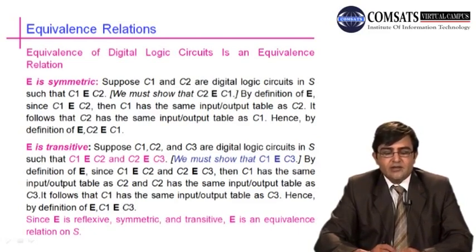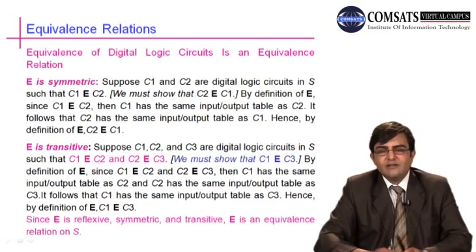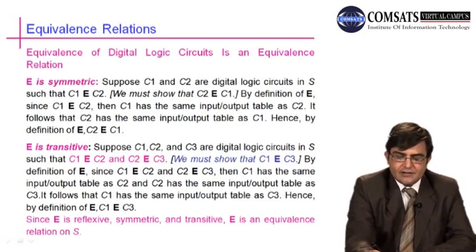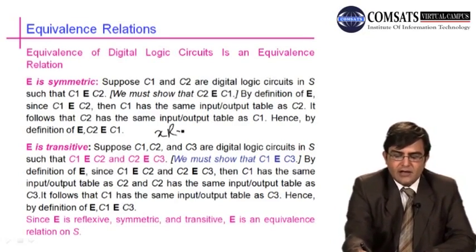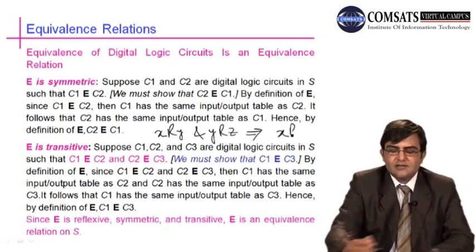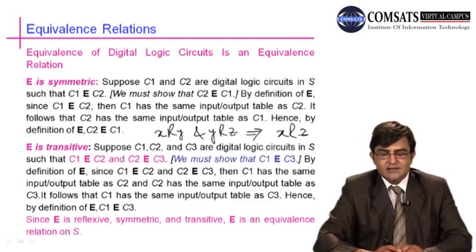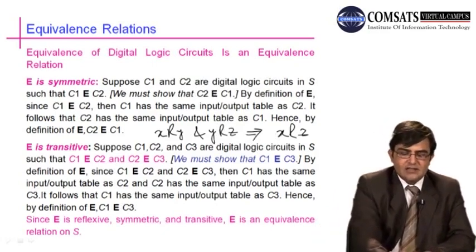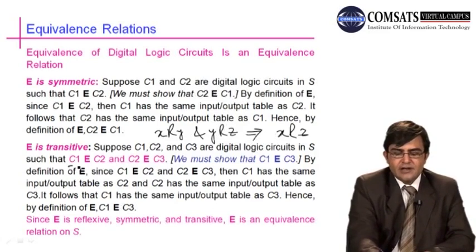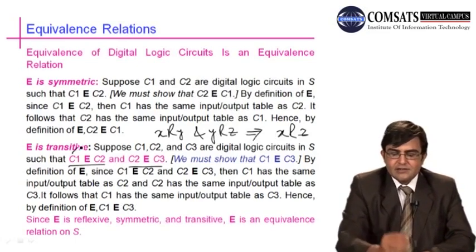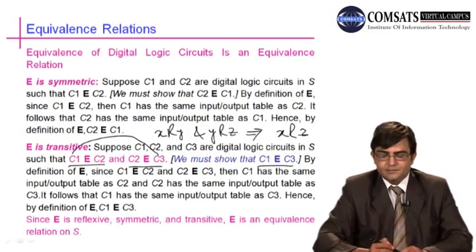Now we have to check whether E is transitive or not. We have three digital logic circuits in this case. Usually, how do we check the transitive property: if X is related to Y and Y is related to Z, this must imply X is related to Z. So this is what we check in the transitive property of relations. Now here we must have C1 related to C2 and C2 related to C3. What we have to show is that C1 is related to C3, that is, C1 E C3.